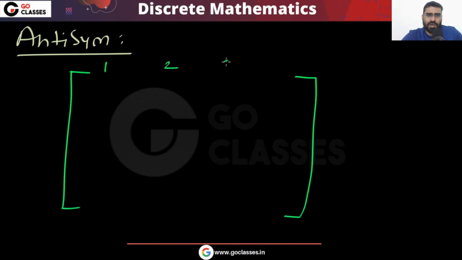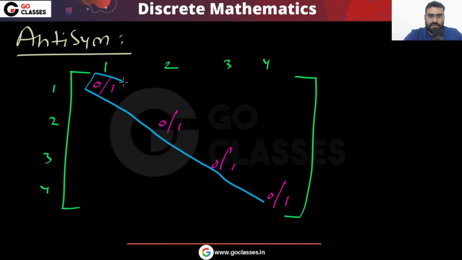I hope you understood. See, it is very, very simple. Antisymmetric means that the diagonal elements, if you have 1, 2, 3, 4, all have two choices. This diagonal element can be 0 or 1, this can be 0 or 1, and so on. So every diagonal element has two choices.